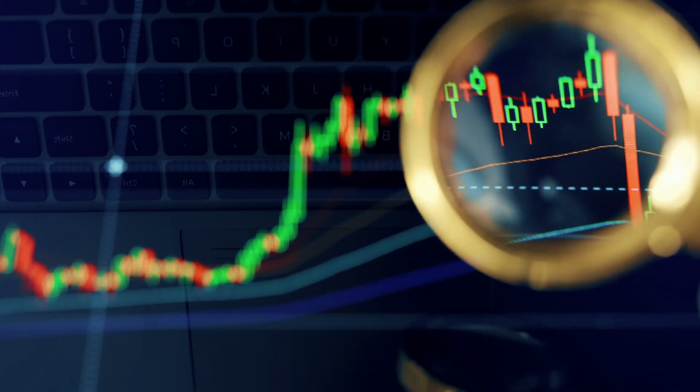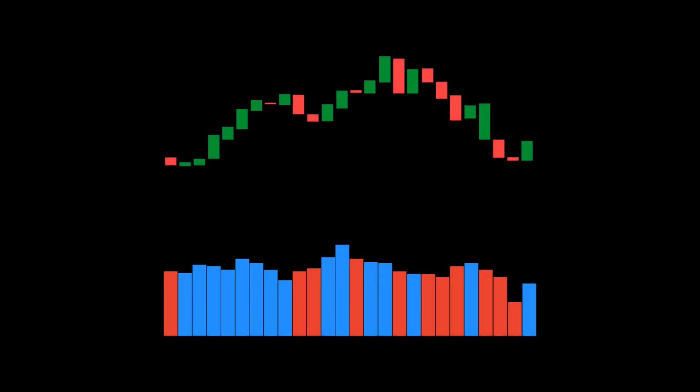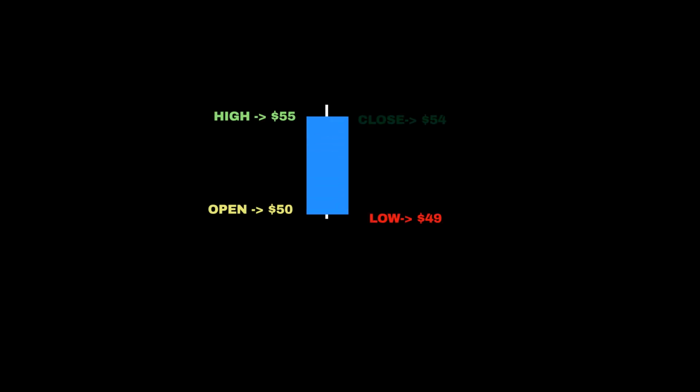Now let's clear a common misconception. When we talk about spread in VSA, it's not the bid and ask spread. Instead, the spread here is all about the price range in a given time frame. Let's say a stock price opens at $50. It makes a high of $55, then drops to a low of $49 and finally closes at $54. So the spread for the day is the distance between $55 and $49, which is the high and the low. This spread reveals the struggle between the market forces, and we analyze this spread with the corresponding volume.